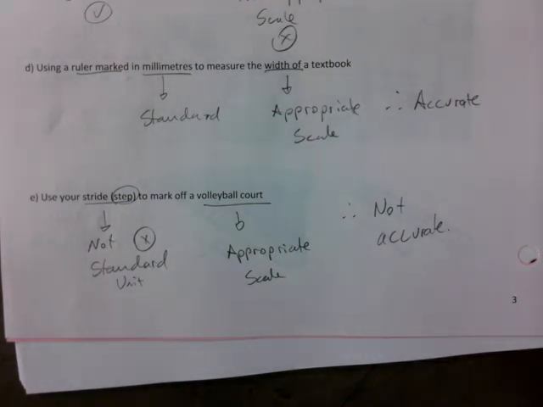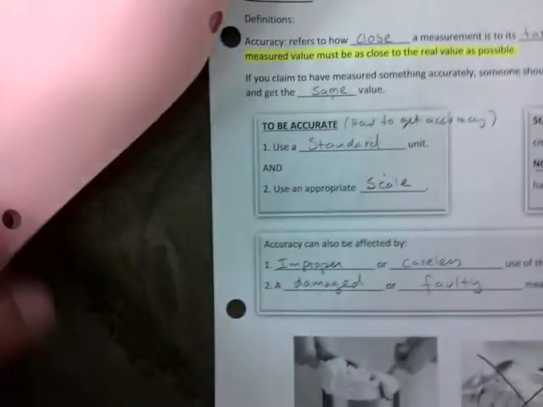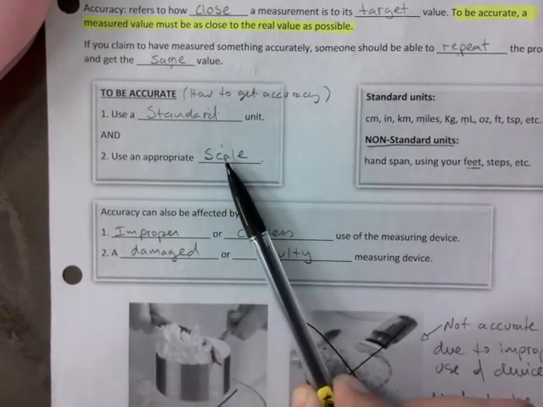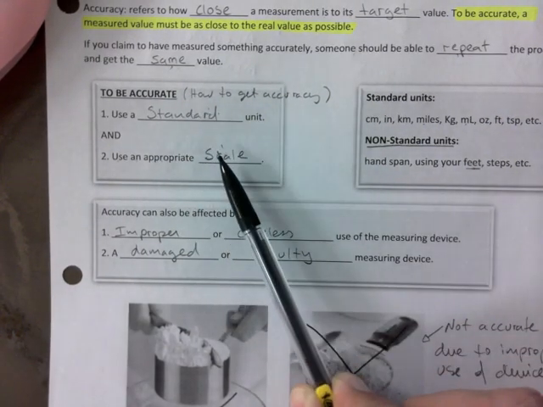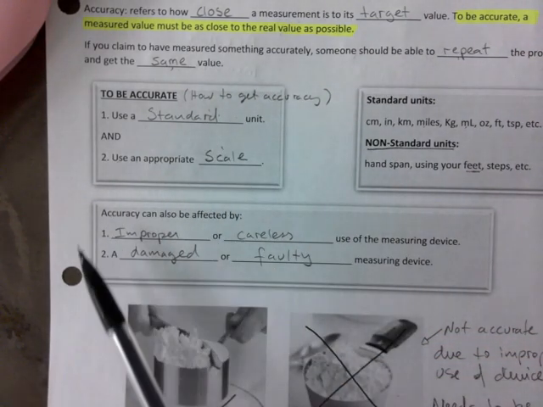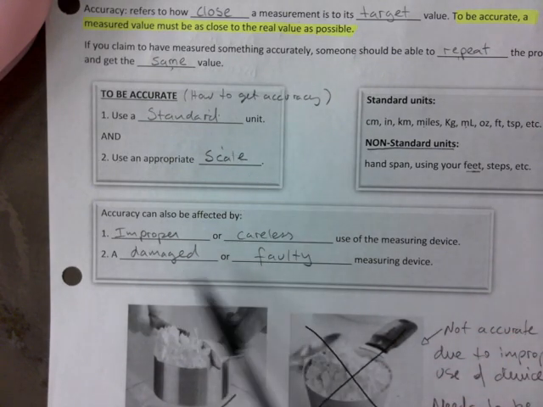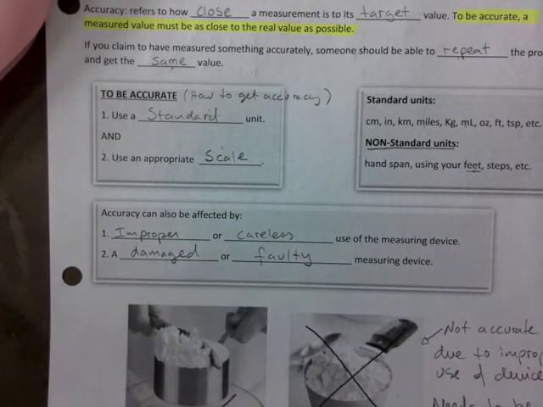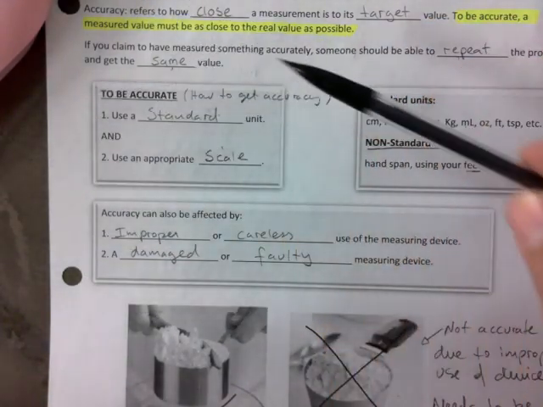So for your study sheet, I would say this. I'm going back just quickly here. I would say to be accurate, the units have to be standard, the scale has to be appropriate. These two have to happen so that you can repeat the measurement and get the same value. But accuracy can also be affected by one of these. Like you could have a standard unit and a good scale, but not use it properly, right? The device could not be used properly, or it may be damaged. Then that's a different story. So it all goes in the same bag though. It's all connected in a sense.